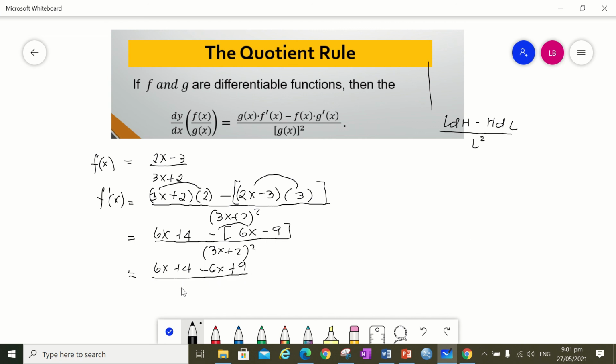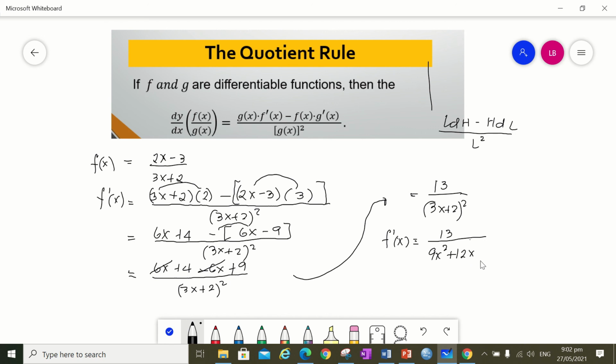All over 3x plus 2 squared. Then it follows that 6x and negative 6x cancel. So the remaining expression is 4 plus 9, and that is 13 all over 3x plus 2 squared. Therefore, the derivative of the function is 13 all over, if you want to expand this, 9x squared plus 12x plus 4. So this is the derivative.